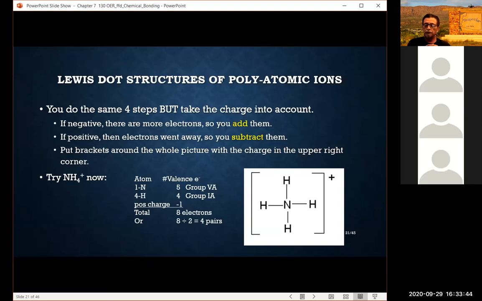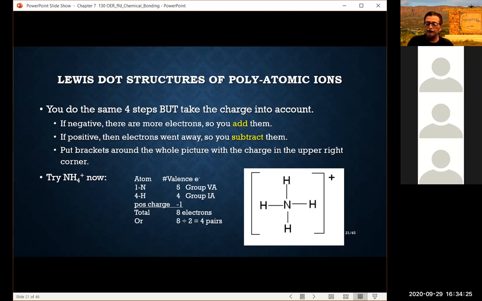I have a question. Yeah, sure, go ahead. So when we're doing this, we'll never hit an odd number, right? Whenever we get an example of this, on an assignment or the test, will we always end up getting an even number? Okay. Whether it is a polyatomic ion, it's a good question, or a neutral species, you always should end up with an even number, or a number divisible by 2, to give you pairs.